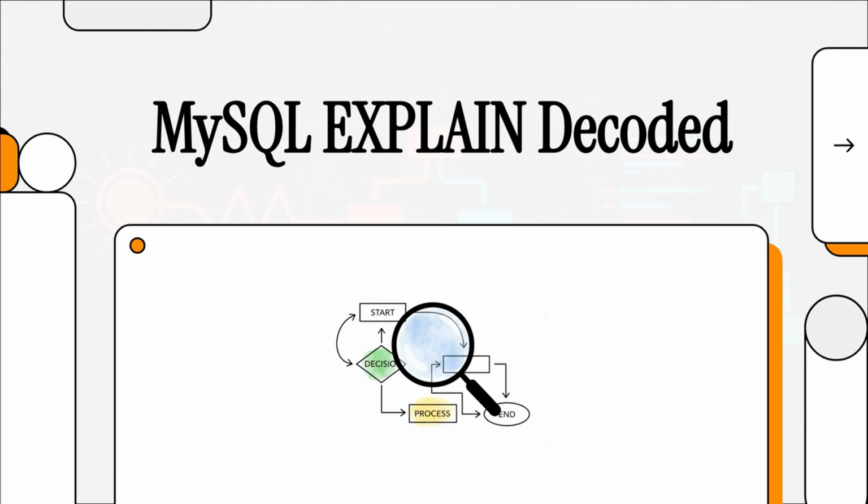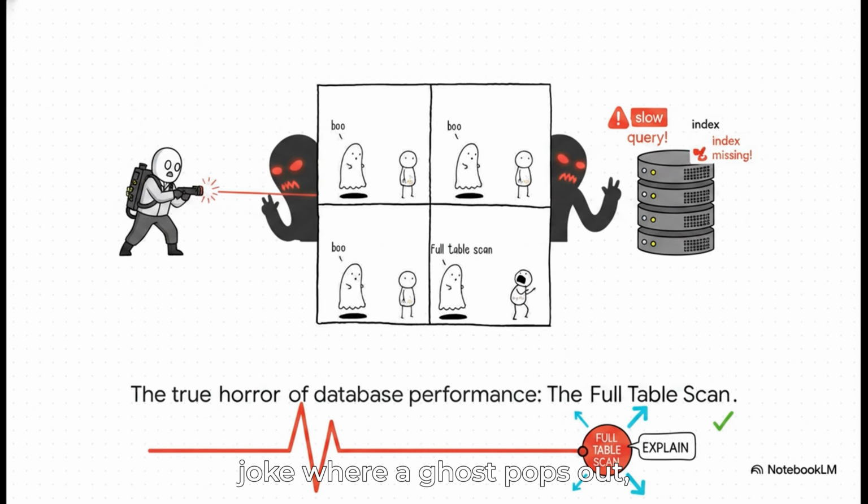seemingly innocent query is acting like a database assassin, and how you can track down the root cause with absolute surgical precision. You know that classic joke where a ghost pops out, yells boo, and the developer doesn't even flinch? But then the ghost leans in and whispers, "full table scan?" And pure, unadulterated panic ensues. That full table scan, that is our main villain today. It's the silent killer of application performance, and our goal is to basically become the Ghostbusters that hunt it down.